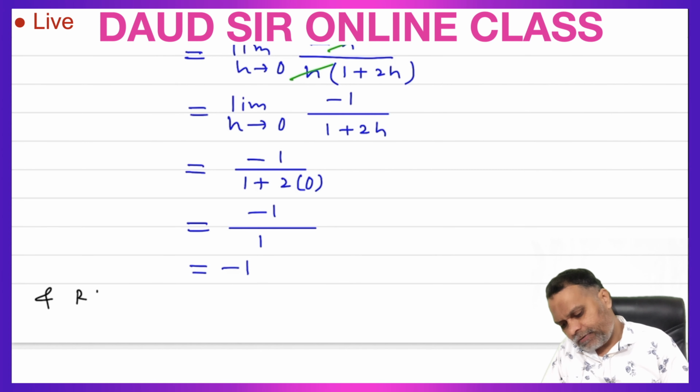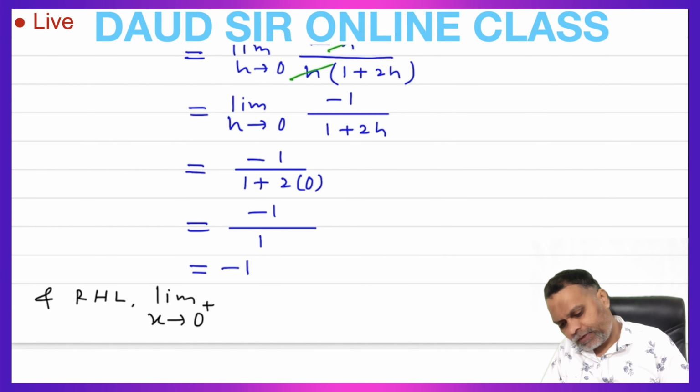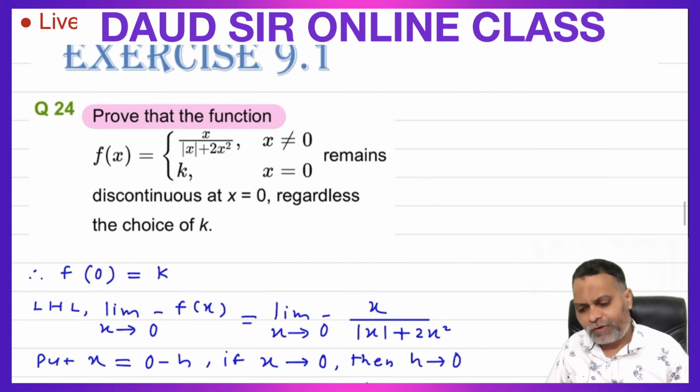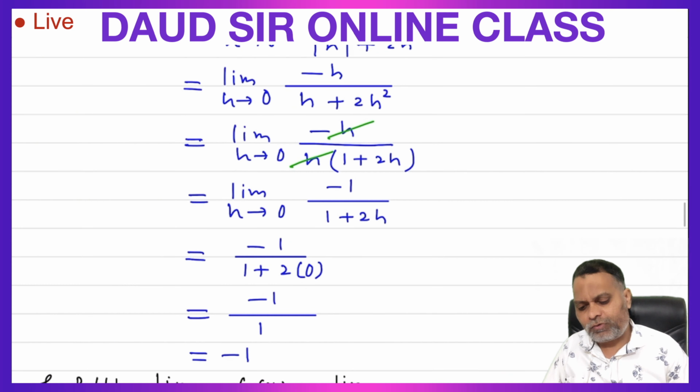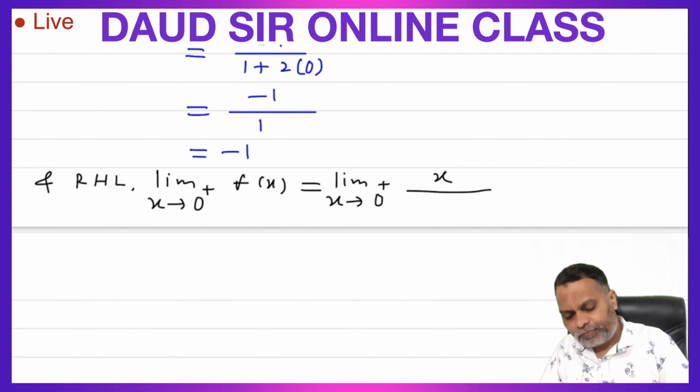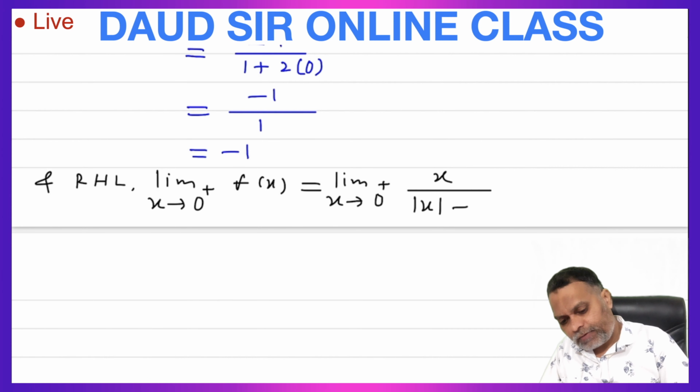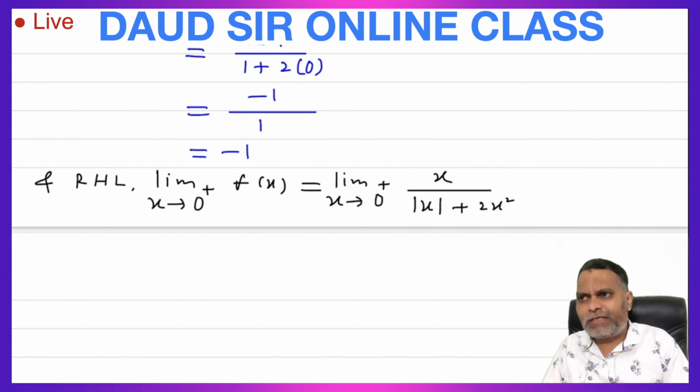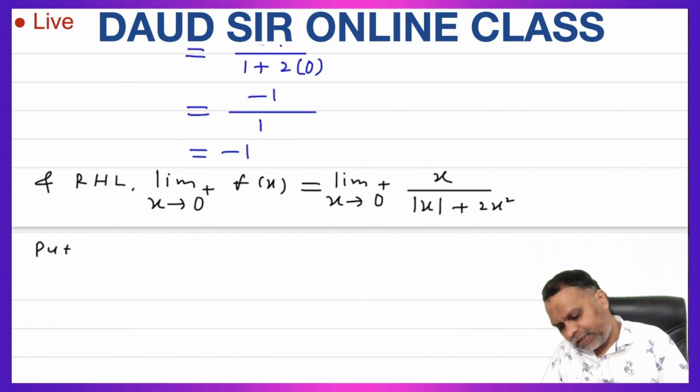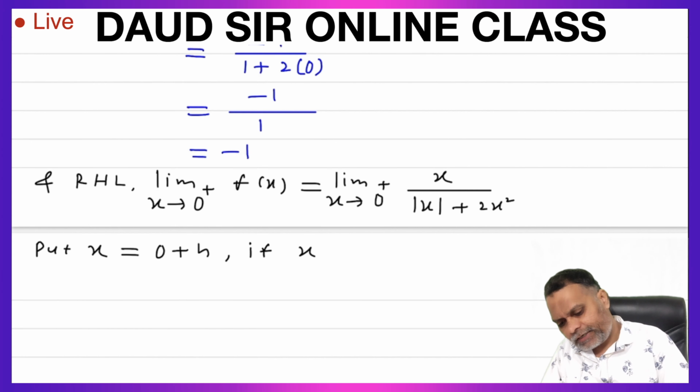And right hand limit, limit x tends to 0 plus f of x is equal to limit x tends to 0 plus, take the same function for x is not equal to 0, x upon mod of x plus 2x square. For right hand limit, we have to put x is equal to a plus h. Here a is equal to 0. So put x is equal to 0 plus h. Change tends to, if x tends to 0, then h tends to 0.